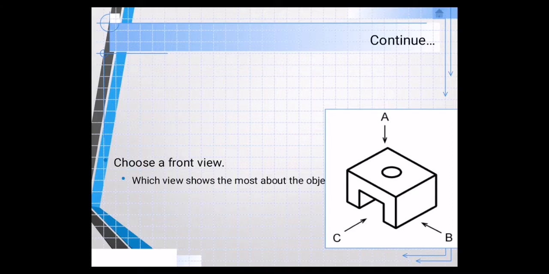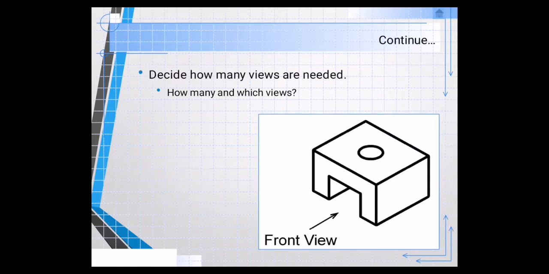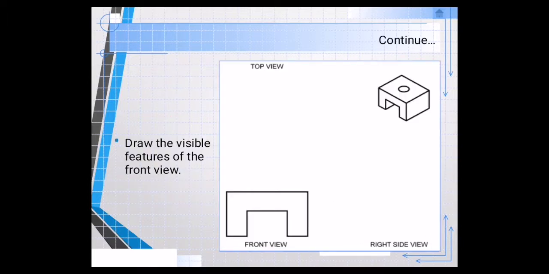Choose a front view, that is, the view which shows the most of the object. So just think about this object again. I can see that if the observer is at C, this portion shows the maximum of the object. So C is the selected front view side. Okay, how many and which views? We have to draw 2 views, front and top. So let us see how to draw it.